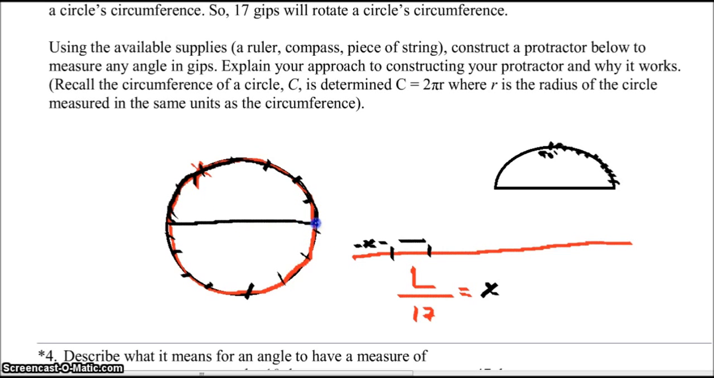If this is 0, we should really start our string here and go around. Then we'll see that this angle from here to here would be a gip, and then from here to here would be 2 gips, 3 gips, 4 gips, etc.